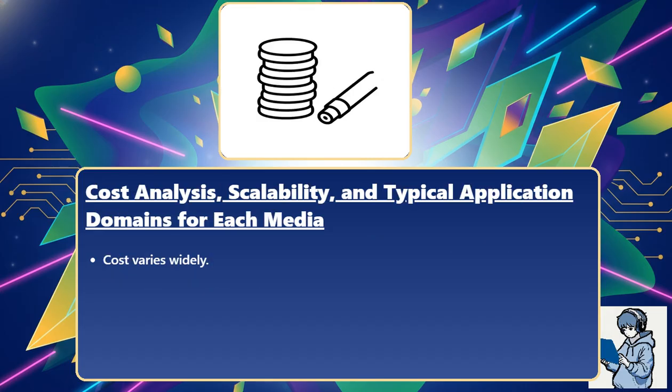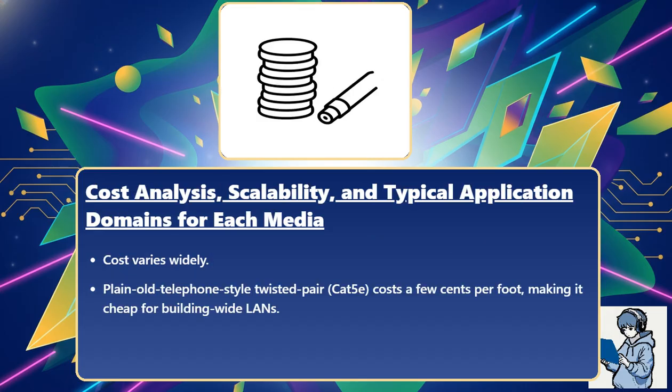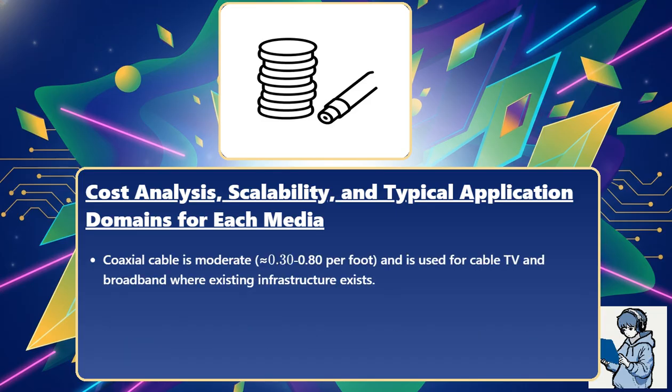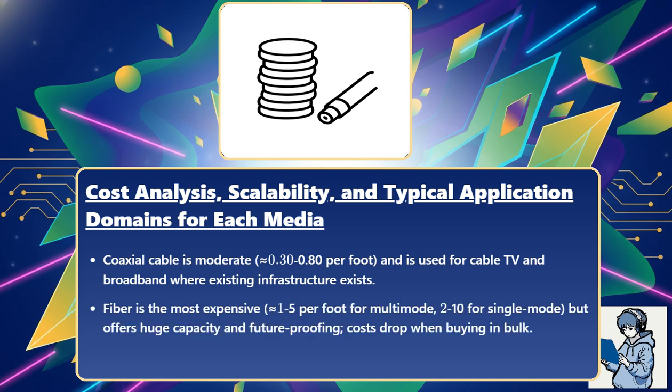Cost varies widely. Plain old telephone-style twisted pair Cat 5e costs a few cents per foot, making it cheap for building-wide LANs. Shielded twisted pair and higher grade Cat 6a cost 2 to 3 times more, but give higher bandwidth. Coaxial cable is moderate, 30 cents to 80 cents per foot, and is used for cable TV and broadband where existing infrastructure exists. Fiber is the most expensive, $1 to $5 per foot for multimode, $2 to $10 per foot for single mode, but offers huge capacity and future-proofing.